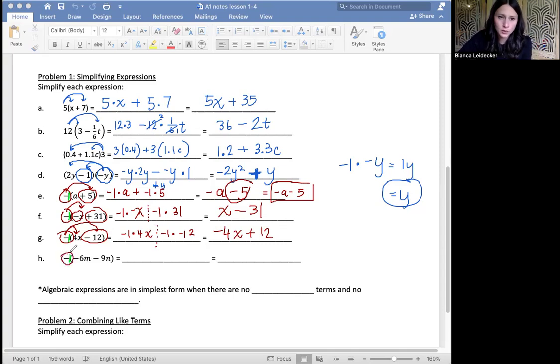And the final one, negative 1 times negative 6m, and then I have negative 1 times negative 9n. Negative 1 times negative 6m is positive 6m. Negative 1 times negative 9 is positive 9n. That positive becomes the operation, becomes the addition.